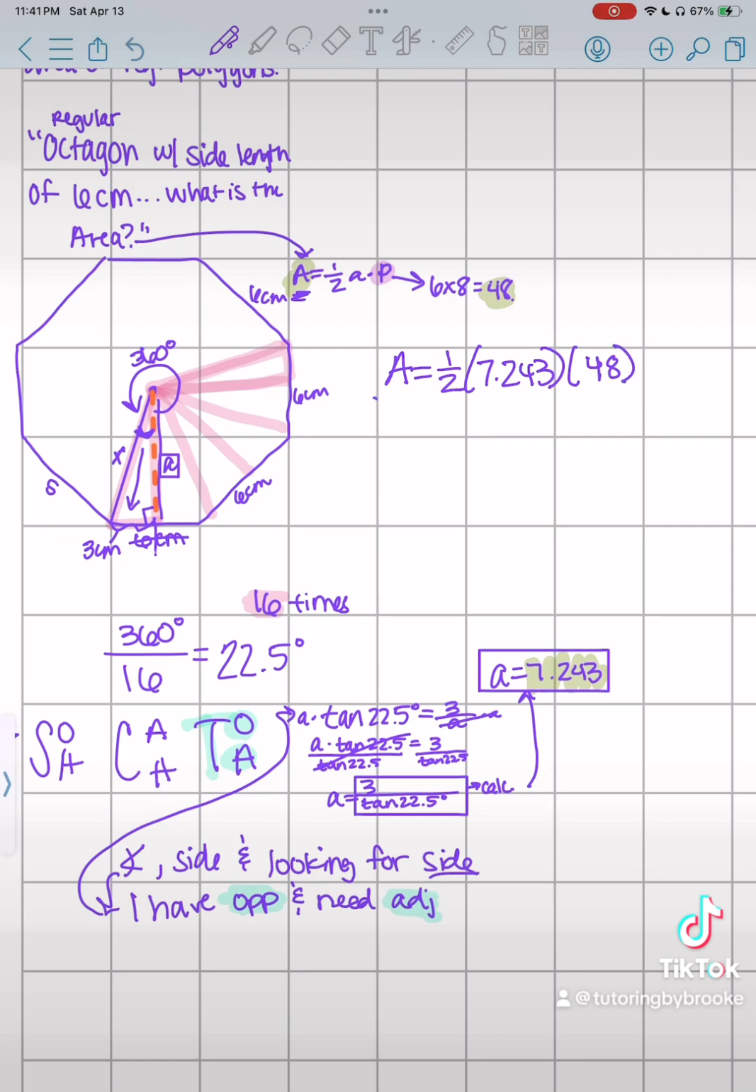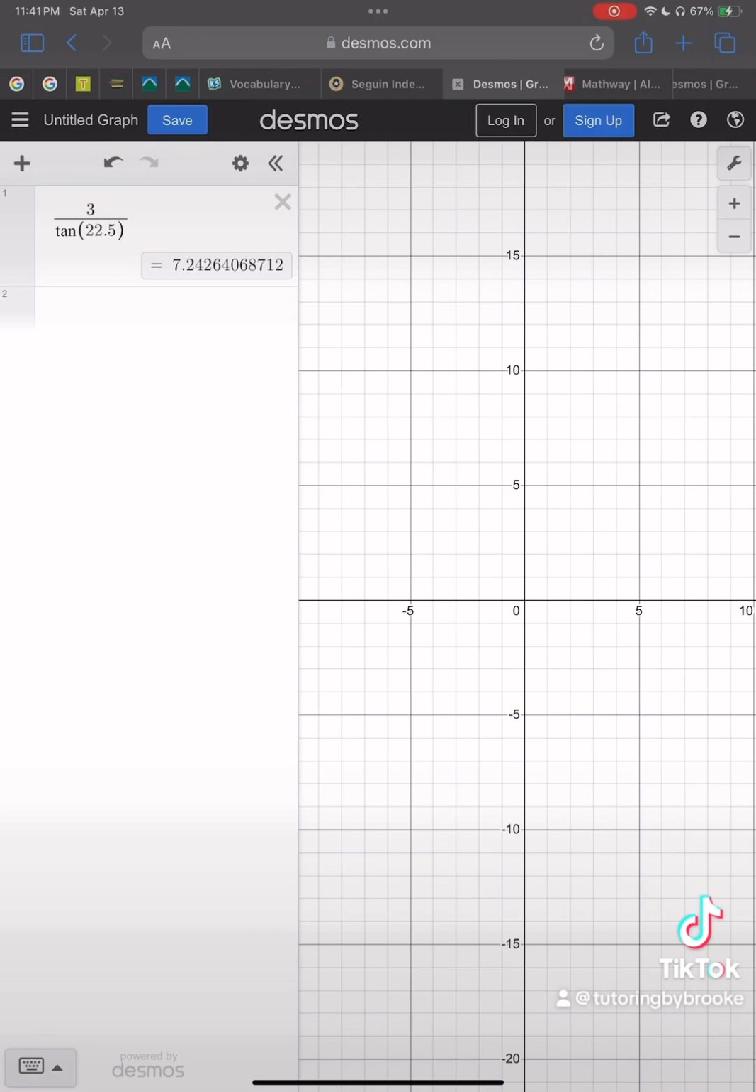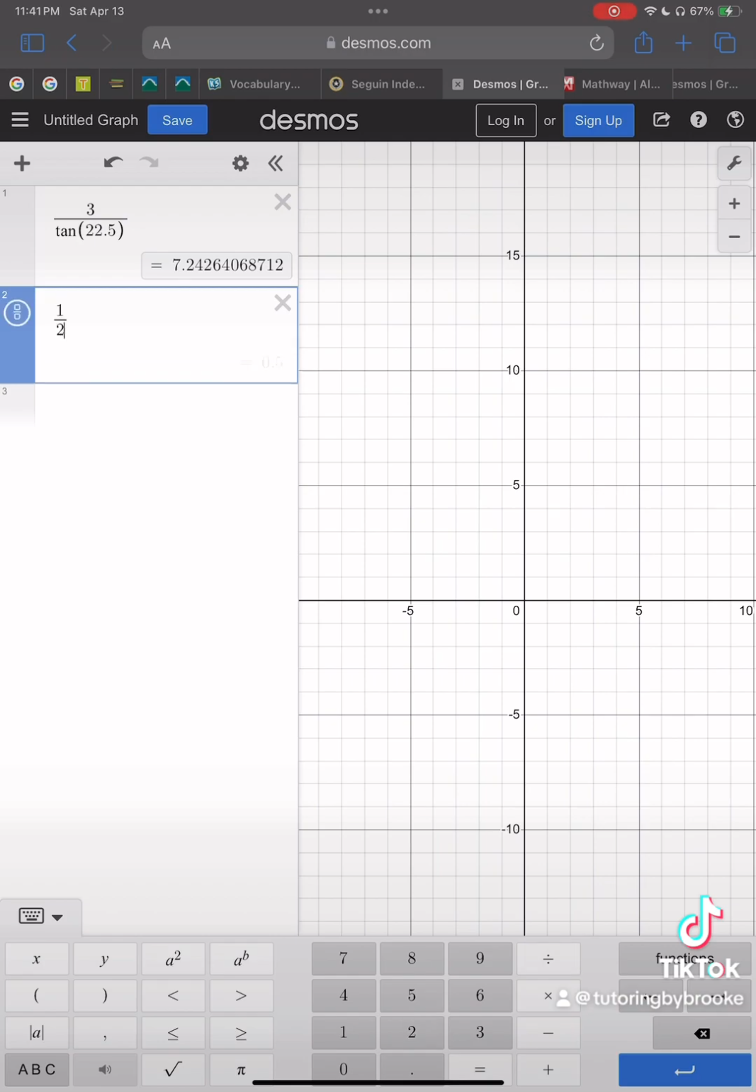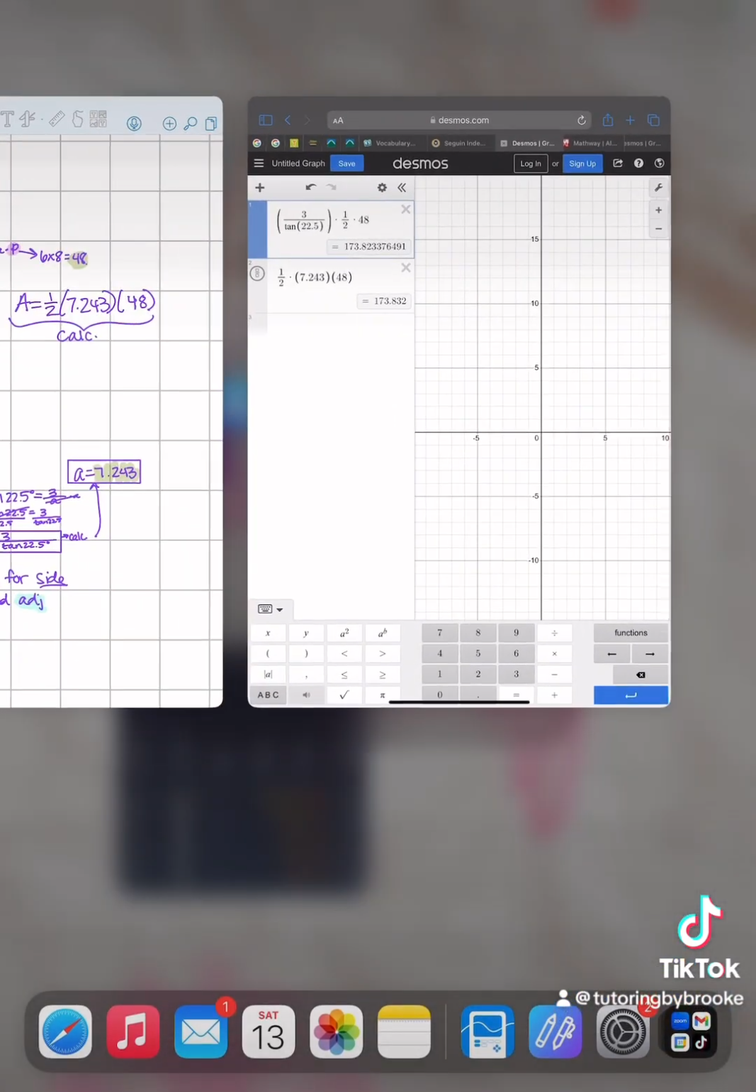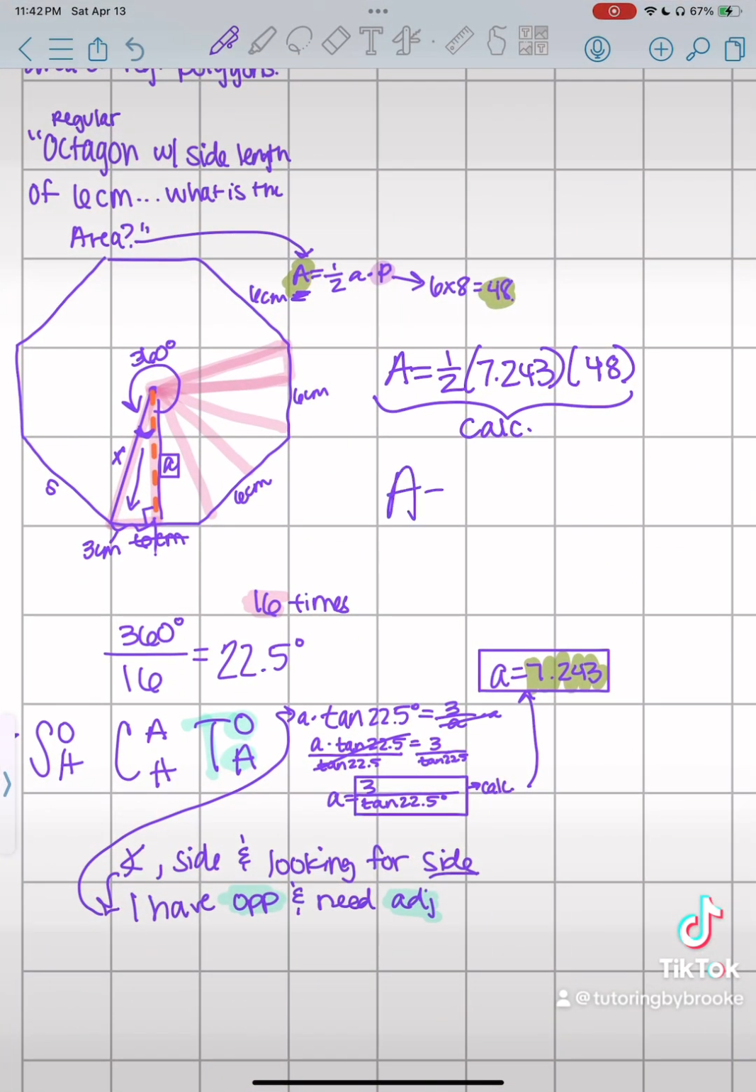We need 1/2 of 7.243 times 48. Again, all of this can go back into the calculator. I'm going to do it both ways. I'm going to type it in with the rounded value that we had, and then as well by actually doing the entire math. So first, we've got the rounded value plugged in times 48, which gives us 173.832. Now I can also with Desmos go back up and just edit the original one, multiply this entire thing by 1/2, and then again by 48, which gives me 173.823. So it's a little different, but if we're rounding to the 10th place, which the question asked for, it's still going to come out the same.